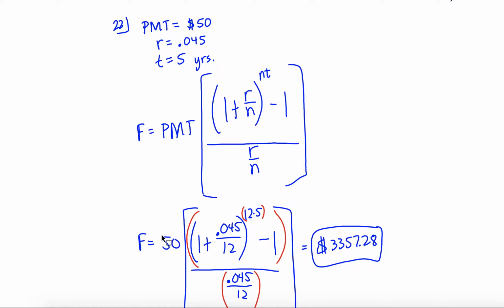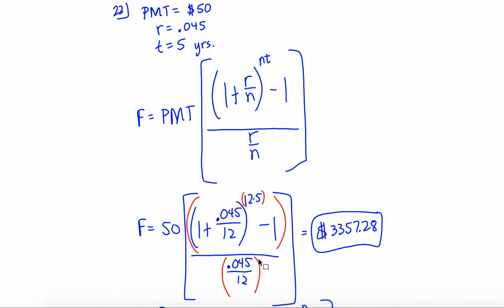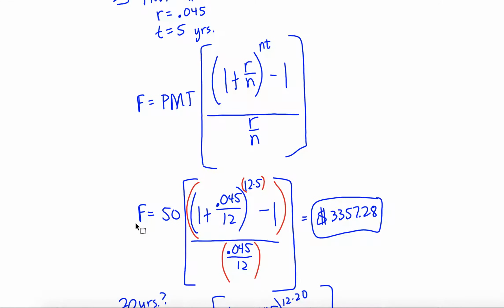Put all the numbers in the right place. So payment is 50. R is 0.045. You're making monthly payments, so the N is 12. And you're going to make it for 5 years, so you have 12 times 5. And you just plug the numbers in. You want to find your future value. How much money will you have in these 5 years?